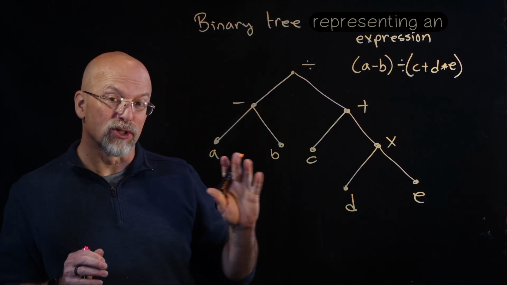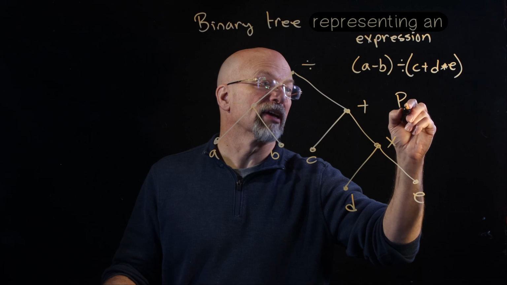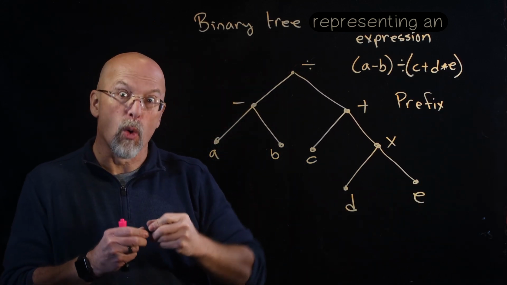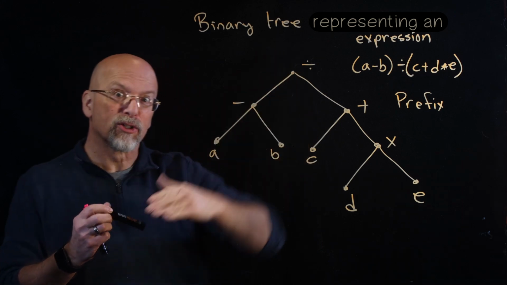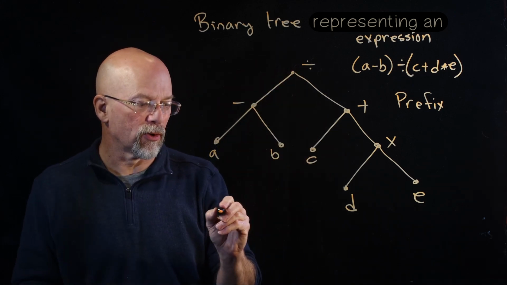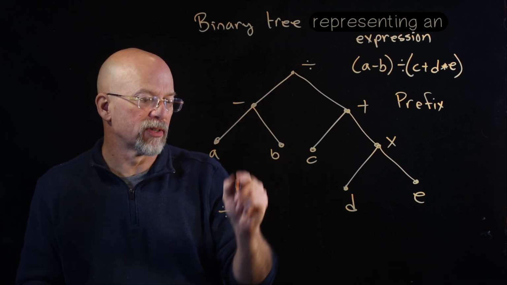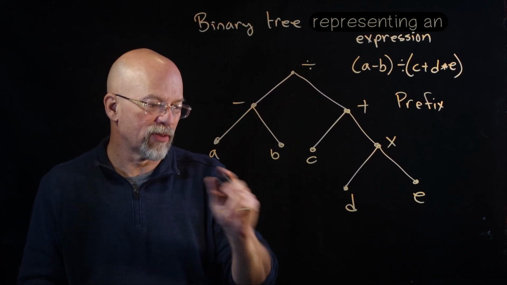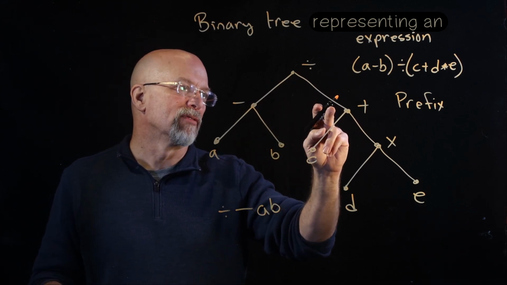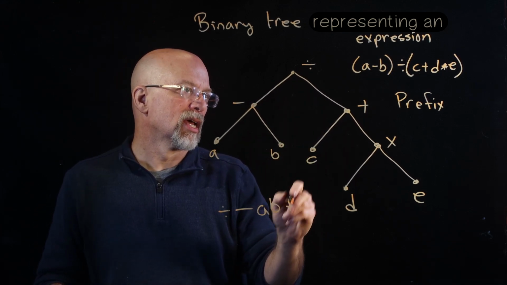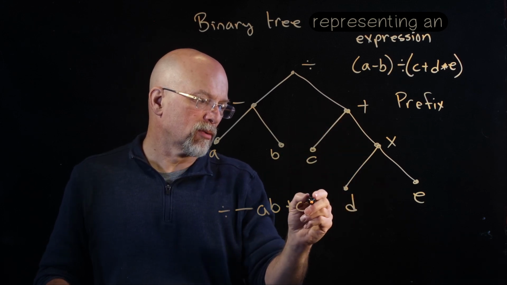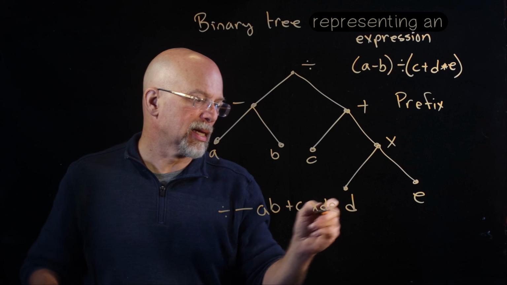Now let's traverse this tree using prefix notation. All right. Prefix notation, or the pre-order traversal of the tree, is where you visit the node first, so we do divides, and then we visit the node minus, and then we visit the leaves, A, B, and then we come up and visit the node first, plus, and then go to C, and then come up, visit the node first, times, D, E.